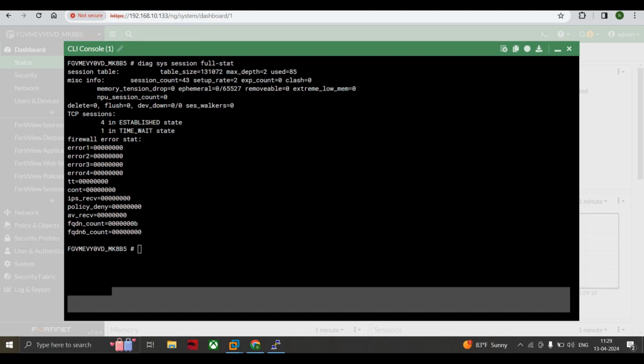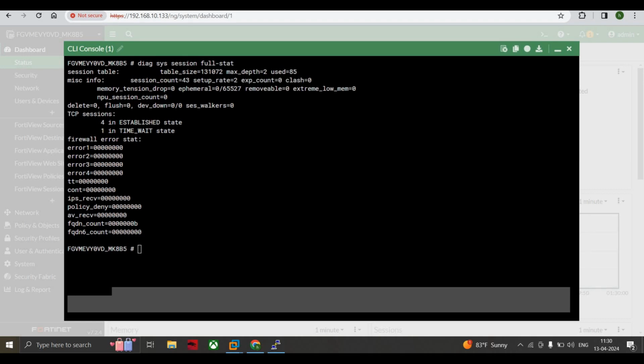Currently I am using the evaluation VM for practice in EVE-NG, so that's why. But in your prod environment, the table size should obviously be greater than this. Then max depth basically indicates the pattern that has been added in the table, so that you can identify which tuple or which columns are required while gathering the information.